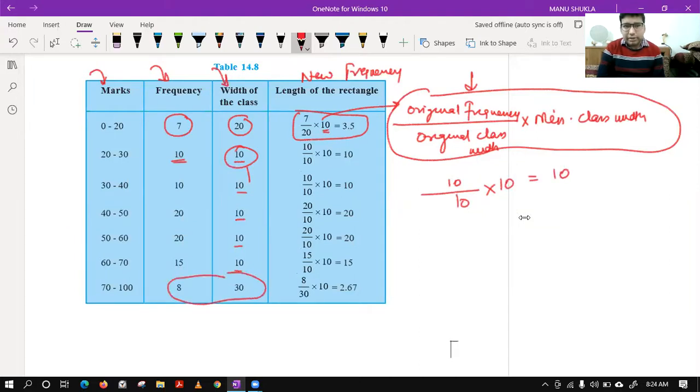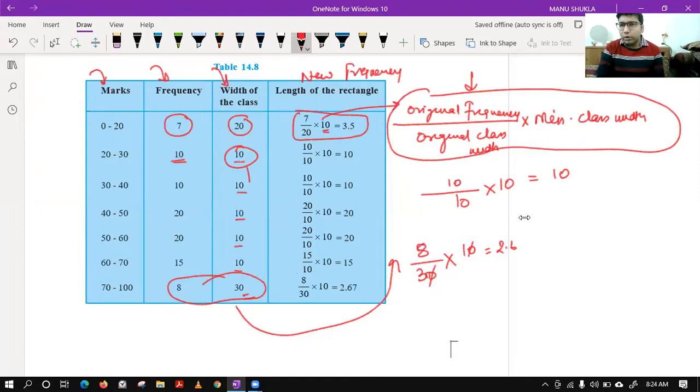In this case, let us check. The original frequency is 8 upon original class width 30 multiplied with the minimum class width, that is 10. So the answer is 2.6666. So the formula is fine, but in the unitary method, why did we multiply by 10? Utkarsh, the same thing, right? We are trying to find all the frequencies for a uniform width. So to make it uniform only.